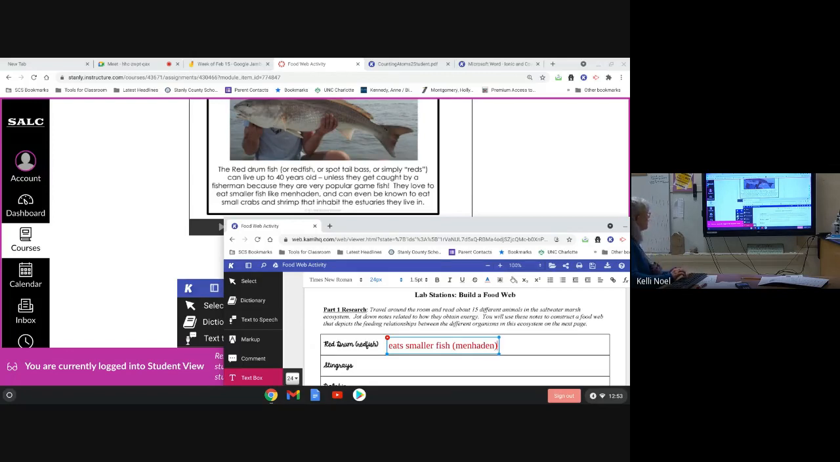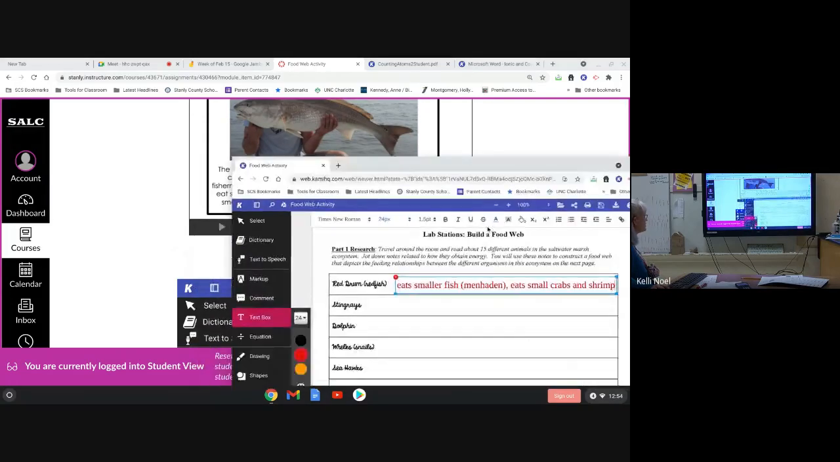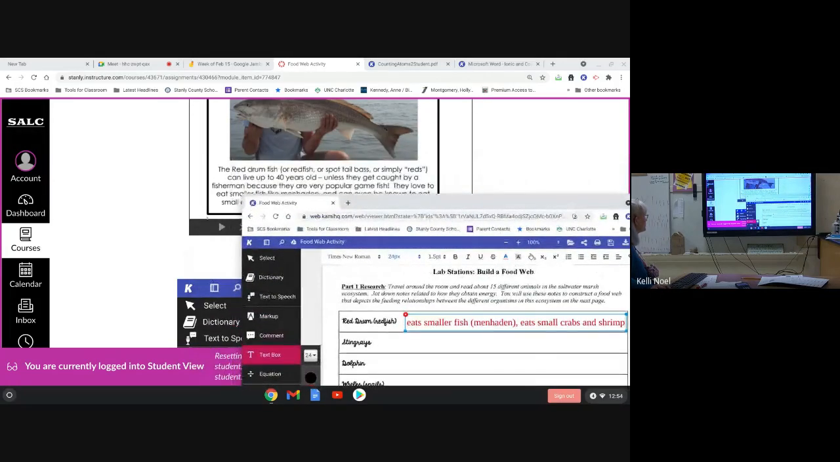All right, I'm going to keep reading. And can even be known to eat small crabs and shrimp that inhabit the estuaries where they live. So I'm going to say eats small crabs and shrimp. All right. So I didn't need to put everything. I'm wanting to know what they eat, how are they getting their energy? All right, so now this is where it's going to be tricky because I'm over here. And when I click over here, it's going to go away.